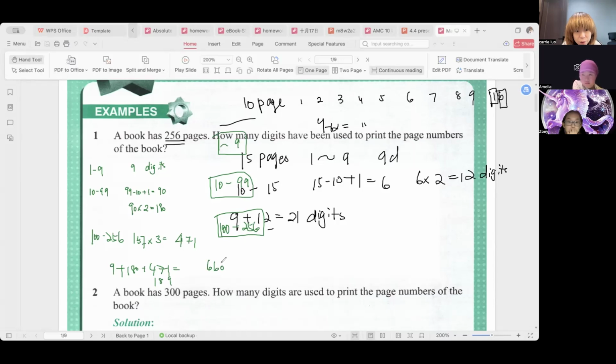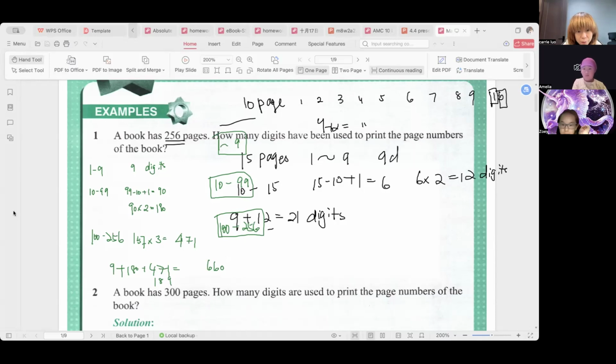Did I calculate wrong or right? Or is everything right? Get it, Amelia? Okay, take a look at which part you made mistakes. But Zoe, do you understand what I'm talking about right now?